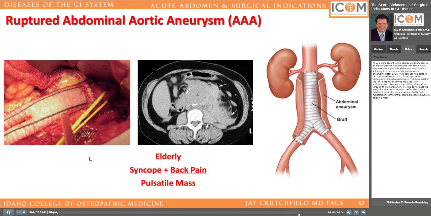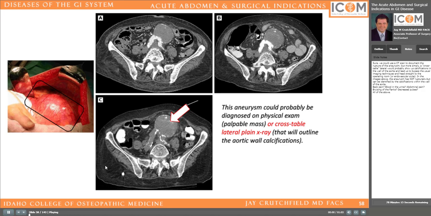Let's take a more detailed look at this patient who probably had hypotension, tachycardia, back pain, and maybe a palpable mass. So here's a good example of a patient who presents to the emergency room who's relatively thin, and we should be able to palpate an abdominal mass. Let's say, for example, this is an elderly patient who presents with back pain and syncope, but let's say we can't palpate the abdominal mass.